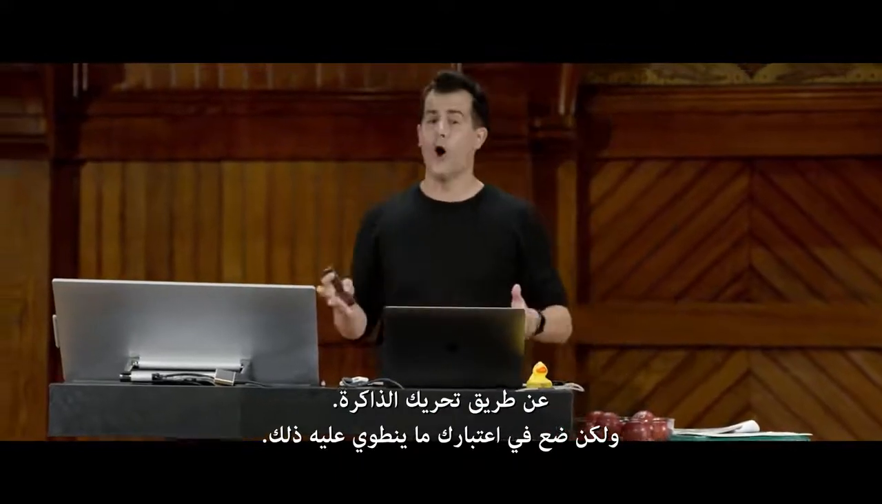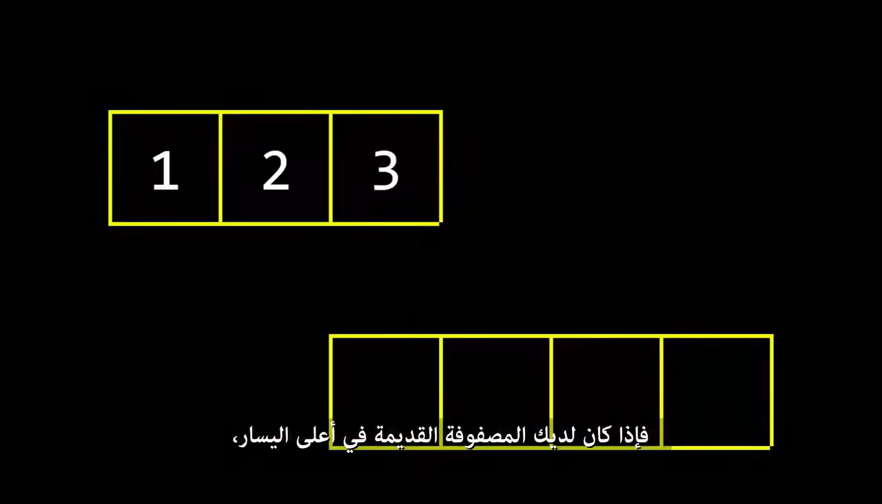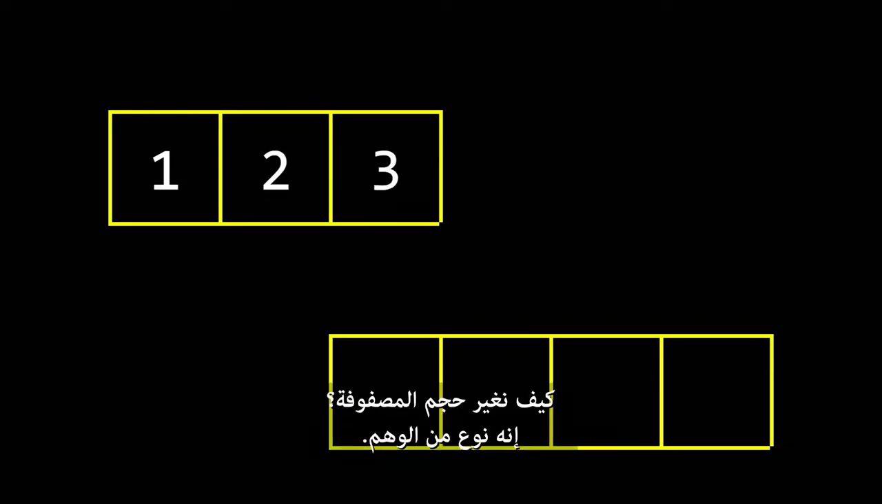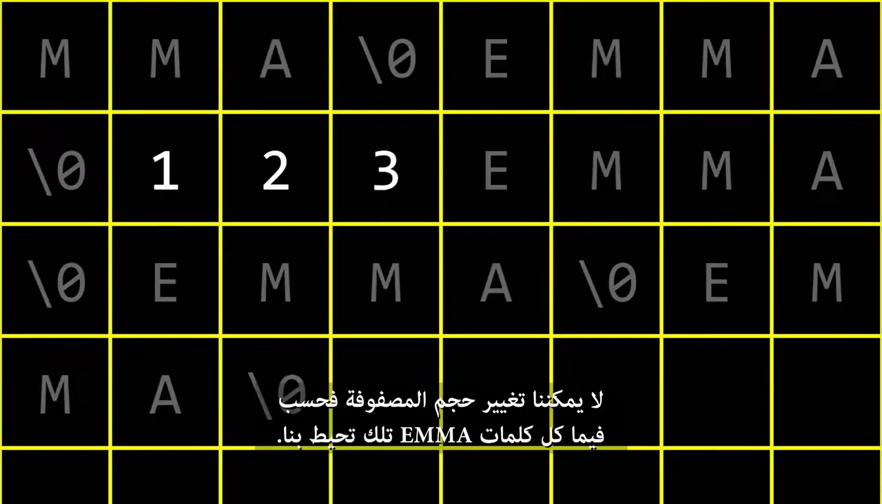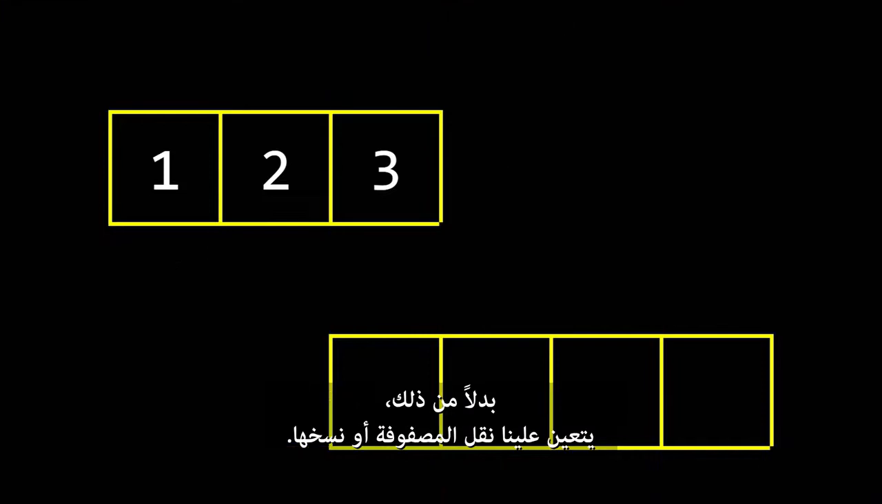But consider what's involved in that. So if we've got our old array at top left and we've got our new array at bottom right that is of size 4, so we have plenty of room, how do we go about resizing the array? Well, it's kind of an illusion. You can't just resize the array when we have all of these Emmas surrounding us. Instead, we actually have to move the array or copy it. So the 1 gets moved to the new memory, the 2 gets moved to the new memory, the 3 gets moved to the new memory, and then at that point, we can just throw away or free the previously used memory and now go ahead and add our 4.